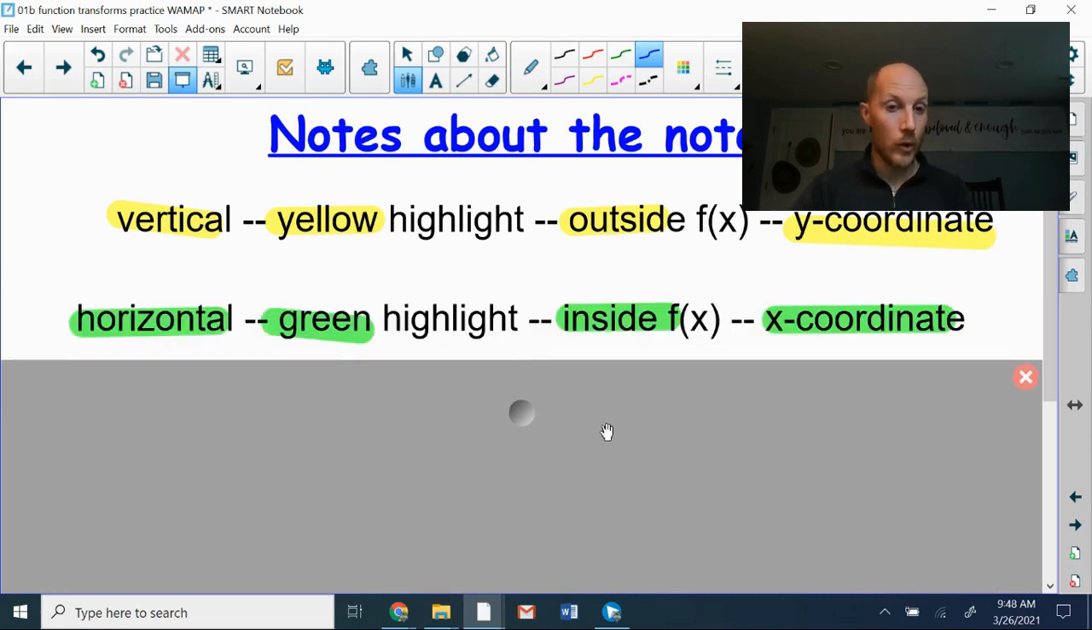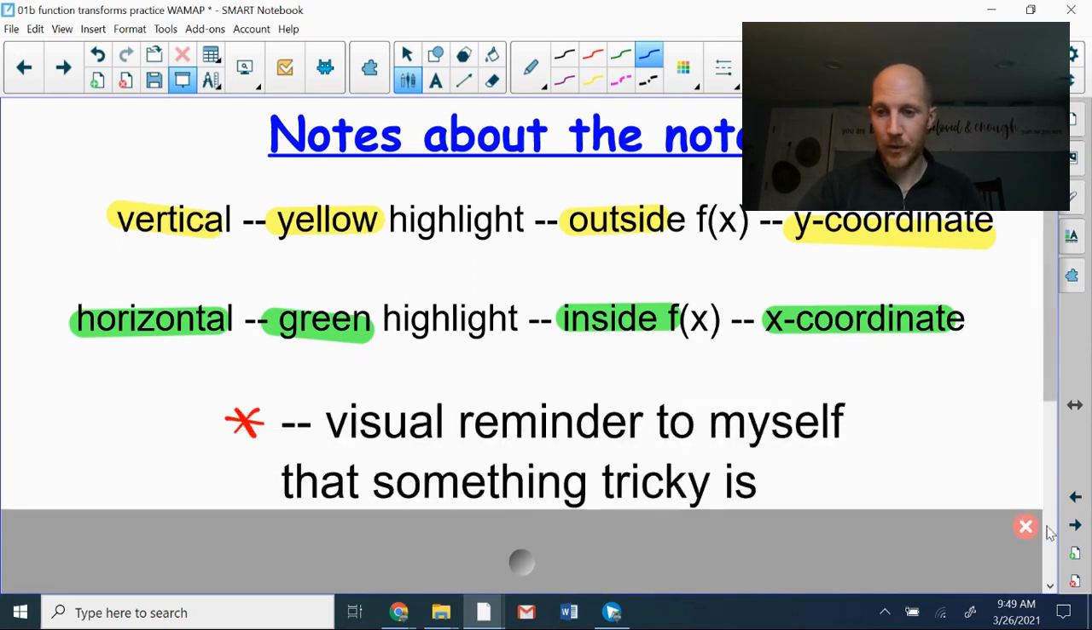And then all of the horizontal transformations I highlighted in green, and in the center column where the function notation is, we'll see these function transformations appear inside the parentheses of the function notation. And lastly, in that third column, the effect on the coordinate, these horizontal changes are only going to affect the x coordinate. So the y will remain unchanged if there's only a horizontal transformation.